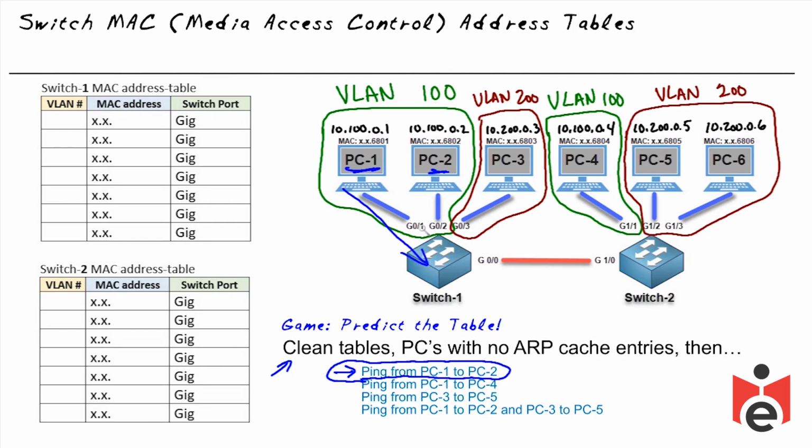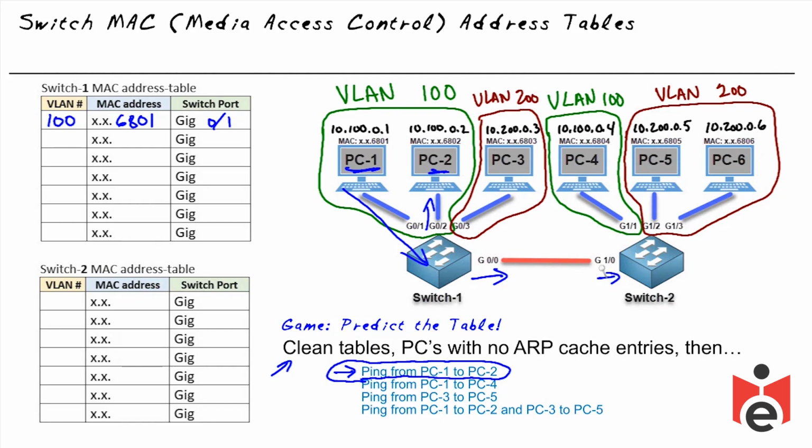And so at that moment, switch 1 on gig 0/1 is going to learn the MAC address of PC1. So its MAC address ending in 6801 is going to be learned on gig 0/1. And that's an access port that's currently in VLAN 100. So it'll know that that MAC address is associated with VLAN 100. That ARP broadcast is going to go out gig 0/2, and it's also going to be sent out the trunk, which is going to be received over by switch number 2.